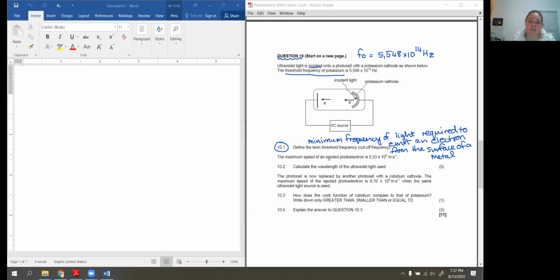All right, the maximum speed of an ejected photoelectron is 5.33 times 10 to the 5. That is your v, the velocity of the emitted electron. So what I'm going to give everybody a chance to do is to calculate the wavelength of the ultraviolet light used. In order to be fair, I'm going to give you all of the formulas that you would have on your formula sheet. So I'm going to tell you E is equal to W0 plus EK maximum. I'm going to remind you that E is equal to hf and that E is equal to hc over lambda.